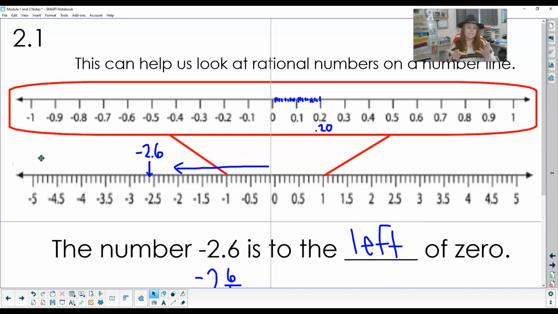So we follow all the same rules of our number lines with whole numbers. Bigger, smaller, bigger, smaller. Right is bigger, left is smaller, up is bigger, down is smaller. We're just adding in fractions and decimals that we are doing this with.